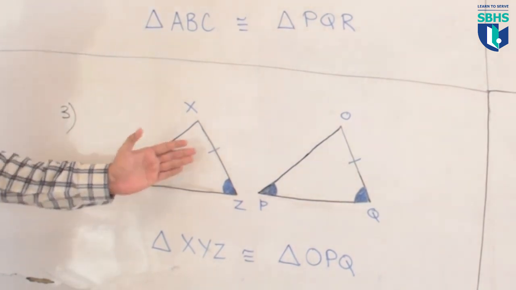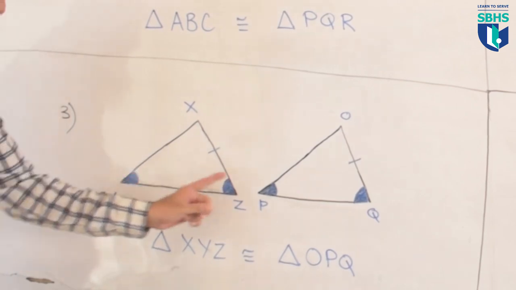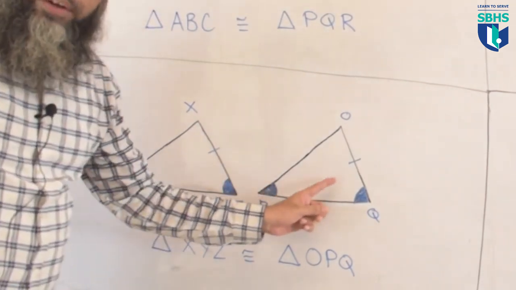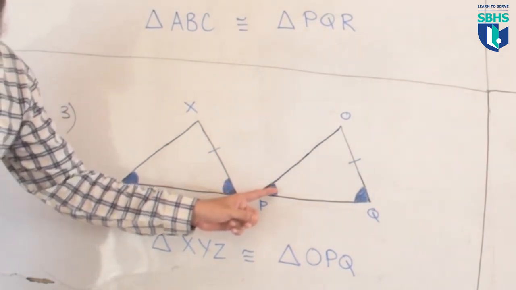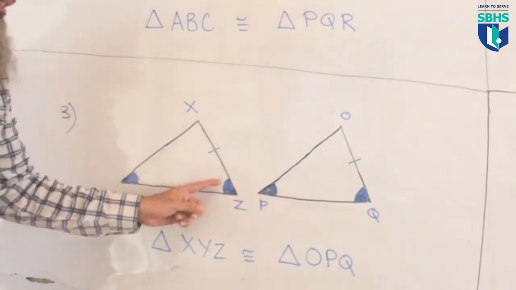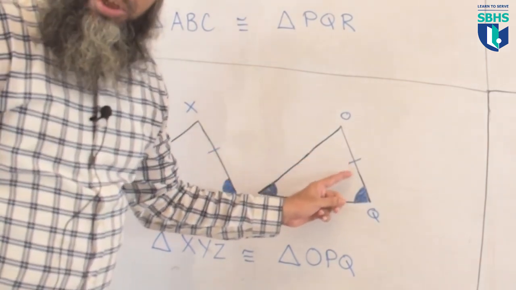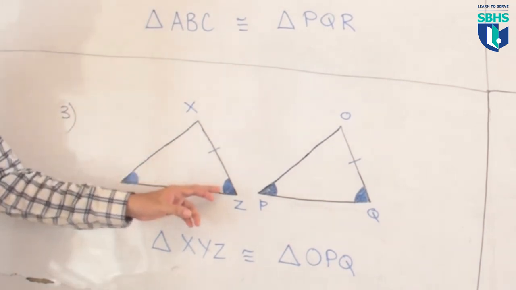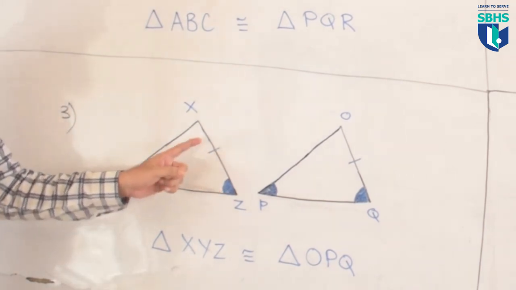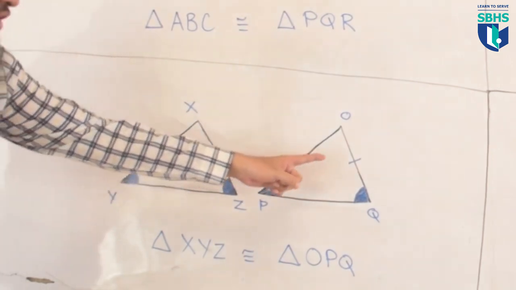Now, as you can see again in the figure, we have two pairs of congruent angles. We have two pairs of corresponding congruent angles in both the triangles, and there is a corresponding congruent side also. Again, two pairs of corresponding angles are congruent, including a corresponding side which is also congruent.